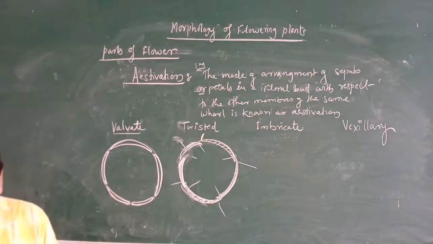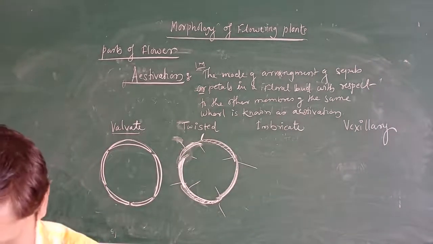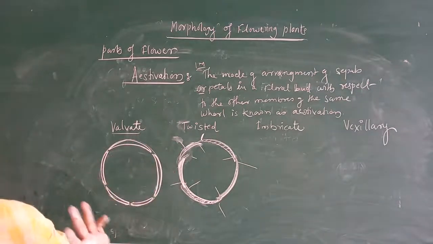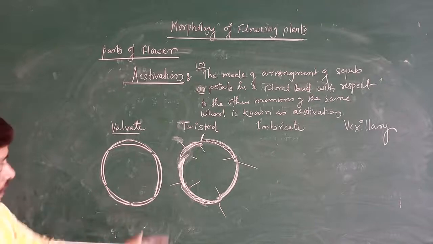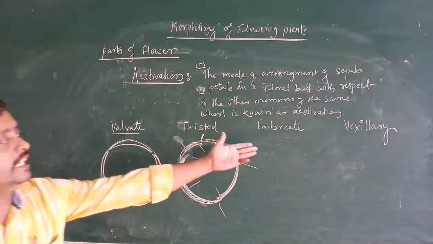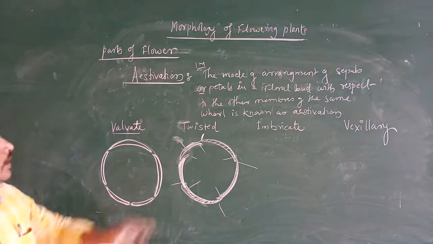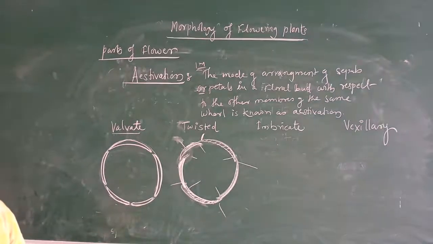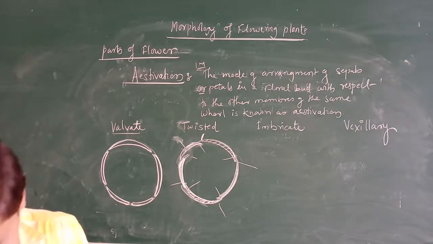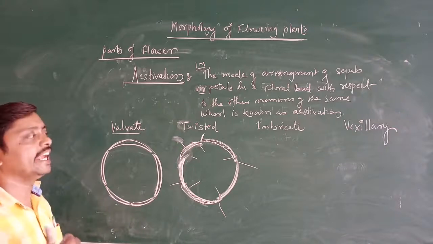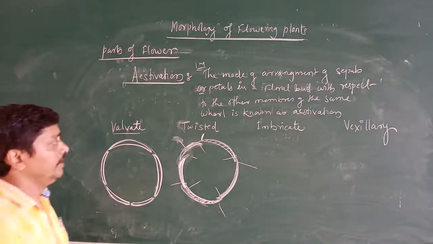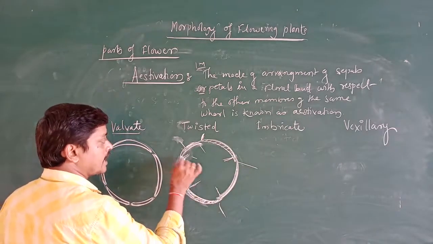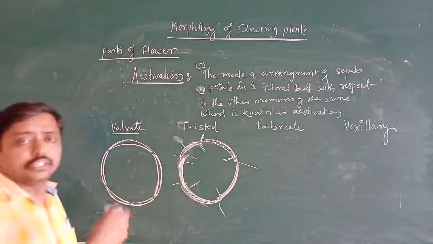In the sense, how we are going to define twisted aestivation: the margins of sepals or petals overlap one another, and so on, they continue. But in imbricate aestivation, the sepals and petals also overlap one another, but not in a particular direction, or any direction. In twisted, one is outside, inside, outside, inside, like this, continuously they are arranged.